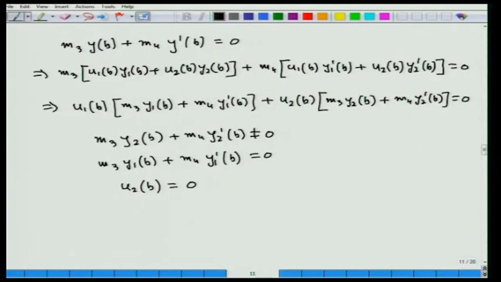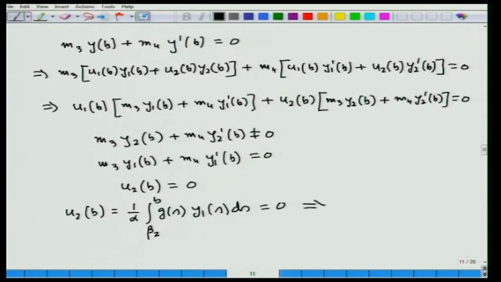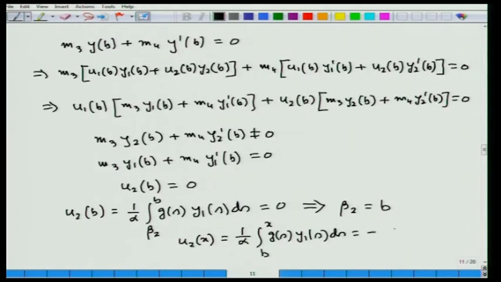Now, using the expression for u 2 x, we can find that u 2 b is equal to 1 by alpha integral beta 2 to b g s y 1 s d s, this is equal to 0, and this implies beta 2 is equal to b, and hence we can write that u 2 x is equal to 1 by alpha integral b to x g s y 1 s d s, and that is equal to minus 1 by alpha integral x to b g s y 1 s d s.